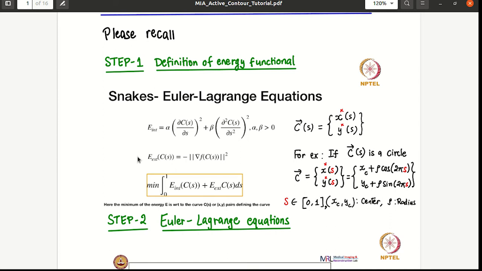Please note that C here represents the parameterized equation of the snake. For example, the parameterized equation of a circle is shown on the right hand side. The C vector is equal to x star and y star, and this is parameterized by S. Here the parameter S varies between 0 and 1.